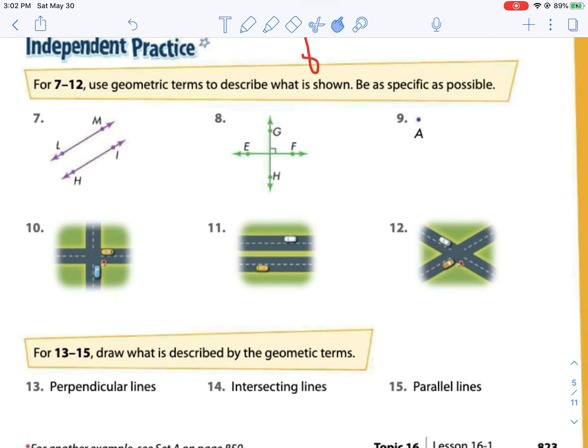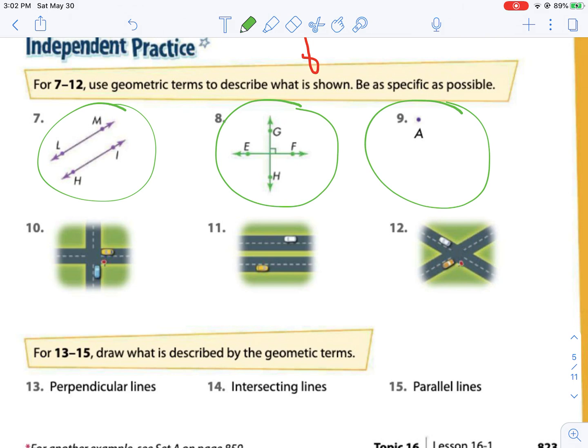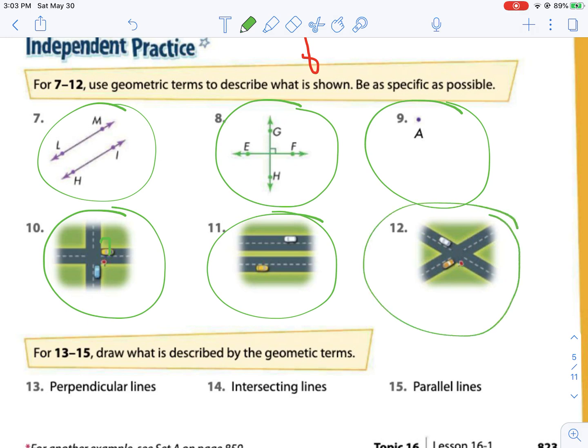Now here it says geometric terms describe what is shown. So right here, I'm hoping you'd pick, these are parallel lines, all right, because they're never going to cross. And right here, this is perpendicular lines because it's got the square right there and it makes a right angle. This, I hope you know, would be a point. Good, a point. And then over here, we'd have perpendicular lines because, again, it makes a right angle right there. These would be parallel lines. These would be intersecting lines.